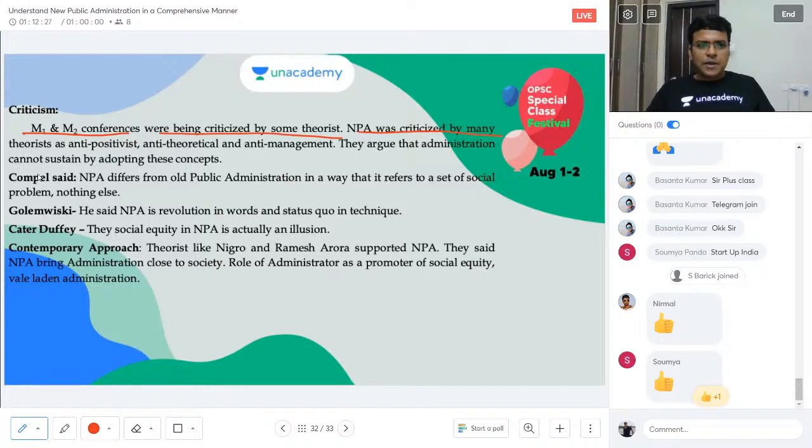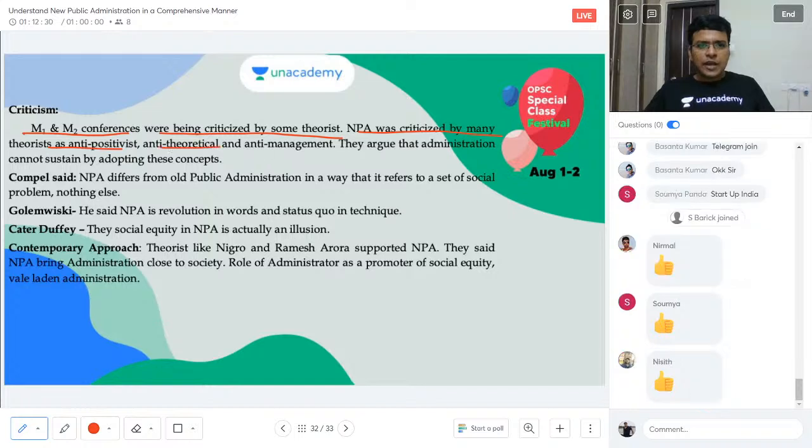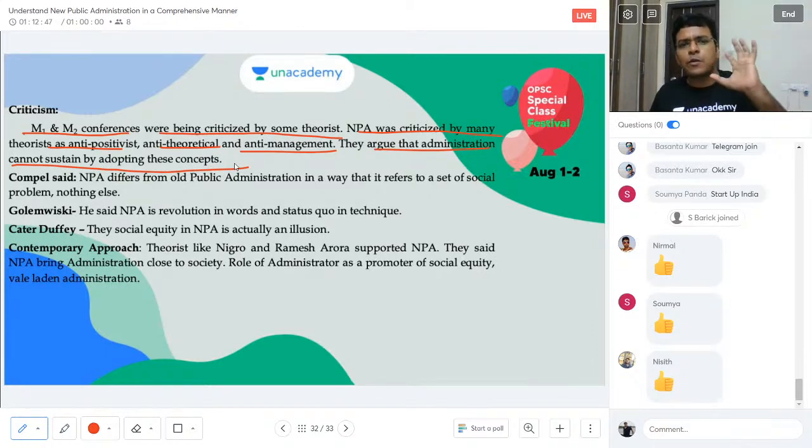NPA was criticized by many theorists as anti-positivist, anti-theoretical and anti-management. They argue that administration cannot sustain by adopting this concept. And listen, as a student, you should not be emotional about why these people criticize. You just write down that those people criticize. In the world, everyone faces criticism. Whatever work you do, you face criticism. As a student, we should just write down the answer. Don't get emotional about anything.